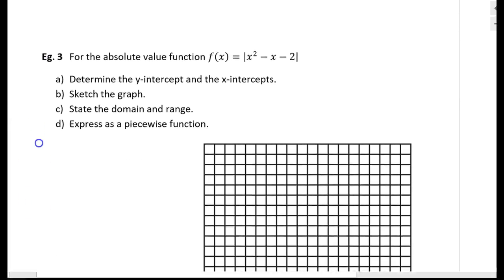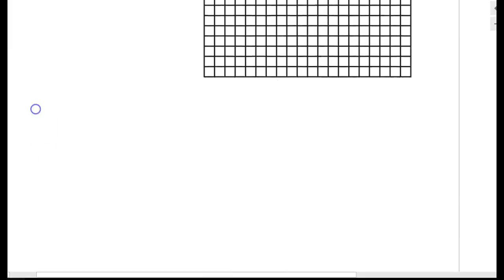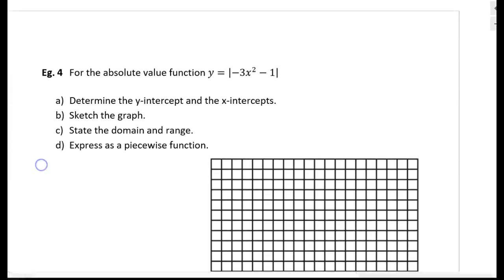And that's how we do it. So example 3 and example 4, I'm going to fill out the answers and I'll kind of show them to you, but I'm going to leave them.